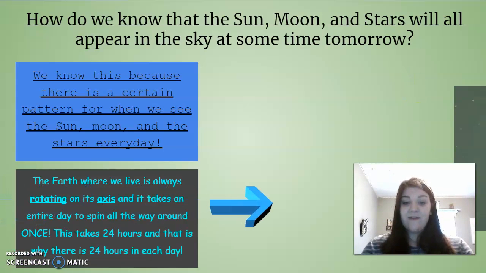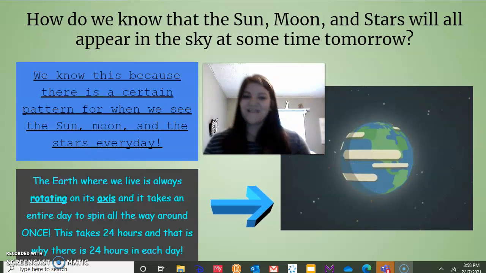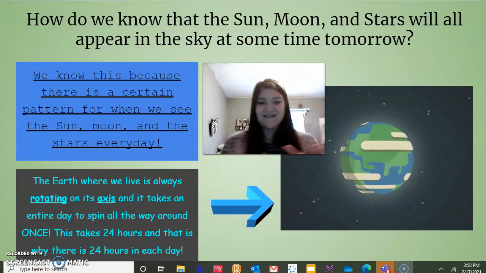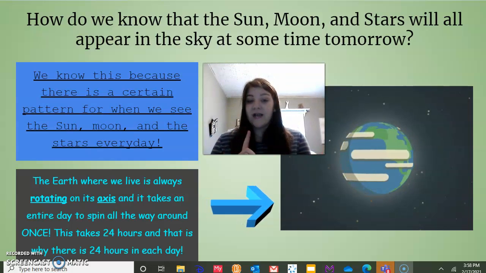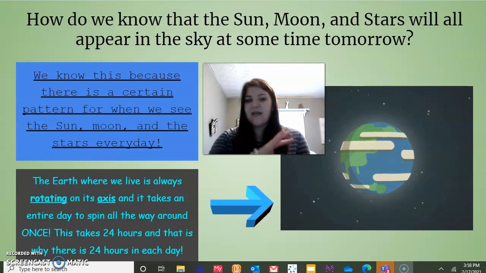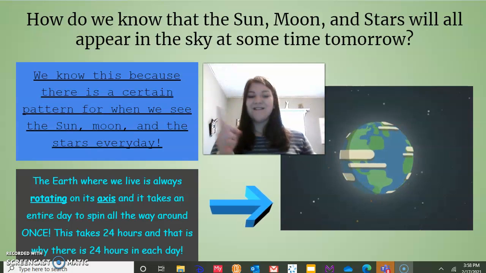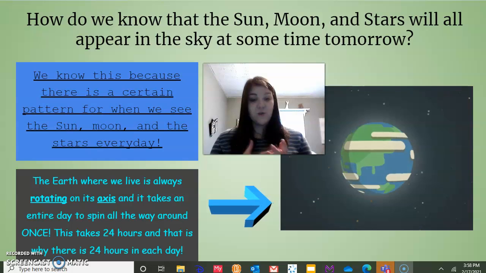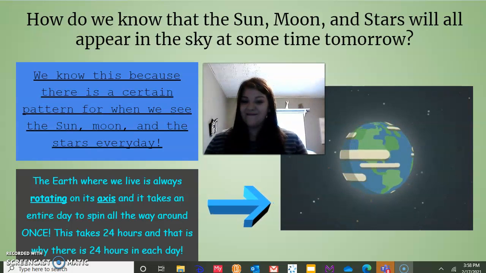The Earth, where we live, is always rotating on its axis. Remember what we just talked about in our vocab, always rotating on its axis. So it takes an entire day for the Earth to spin around on its axis one time. So in the little video, you can see that the Earth is rotating on its axis, and it takes a whole day. So that means it takes 24 hours to rotate, and that's why there is 24 hours in a day.